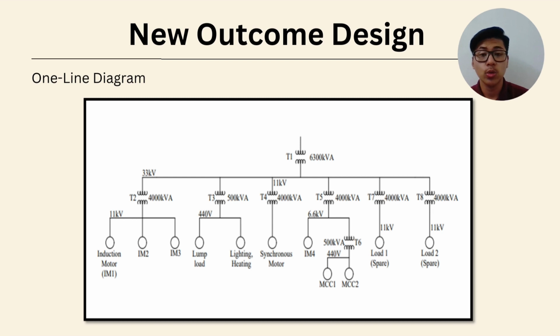Next, we can see the new one line diagram. It is quite different from the previous one, as there are two extra feeders that we add according to the requirement, which are T7 and T8. T7 has a transformer that will connect with load 1, and T8 also has a transformer that connects with load 2.